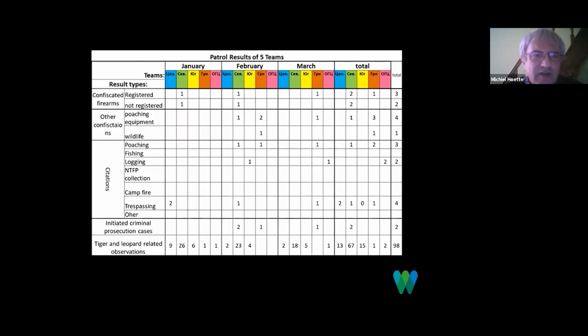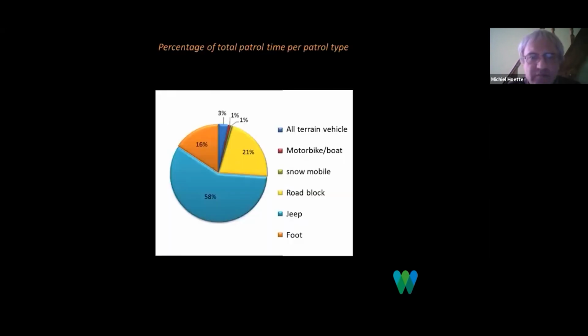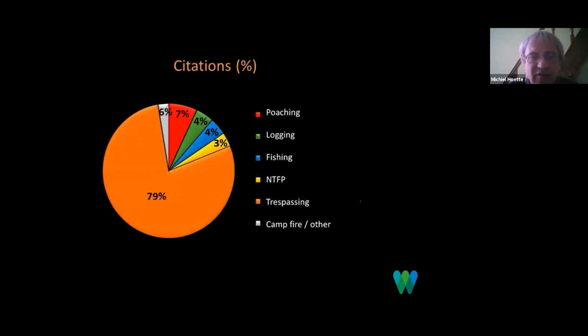There should be something like a table with various patrol results of the various groups per month. This is an example where there are citations and confiscations and initiated criminal prosecution cases and all the observations related to leopards and tigers included in the database, included in the report. Maybe not in every report, but every now and then you can make a kind of overview on how much time is spent on the different types of patrolling, and what kind of citations are being produced.